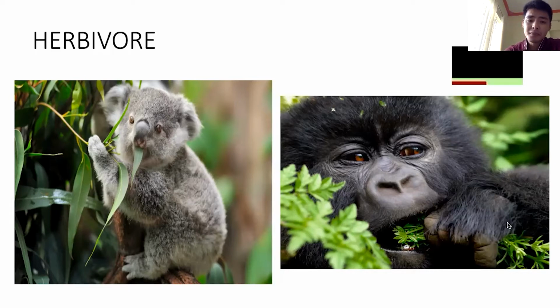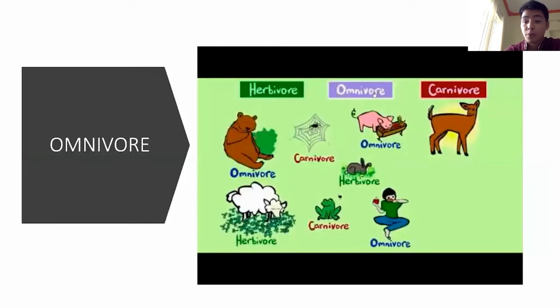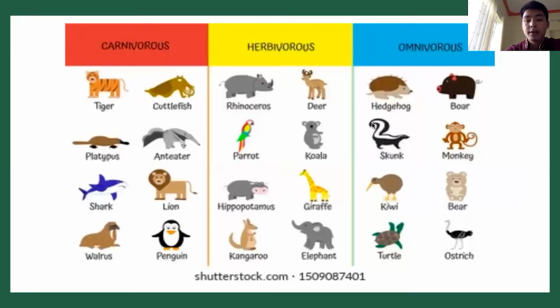And the third one is omnivores, the animals which feed on both plants and animal products. It's the case of a bear, which eats fish and also honey, which are plant products. We humans are also considered omnivores. The piglets are considered omnivores. So you have a brief idea of omnivores, herbivores, and carnivores.